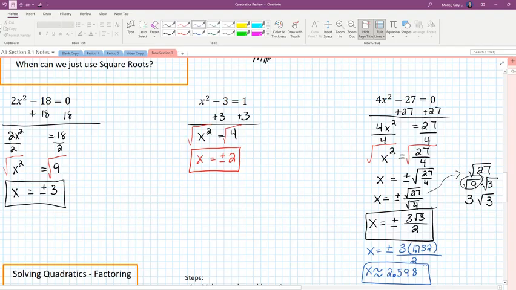All right, so those are the easy ones because I don't have to take any extraordinary method to get the answer. Next up will be methods that cannot be solved using square roots.